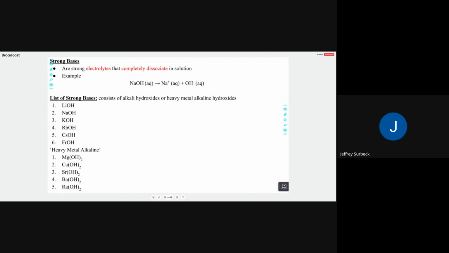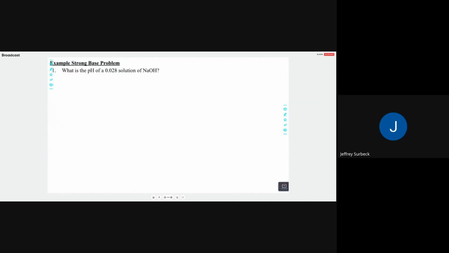Once more, strong bases completely break apart. Think about the stick example. So with sodium hydroxide, all of the sodium separates from the hydroxide. One single reaction arrow, no going backwards here, no equilibrium. Anybody need this? All right, here we go.